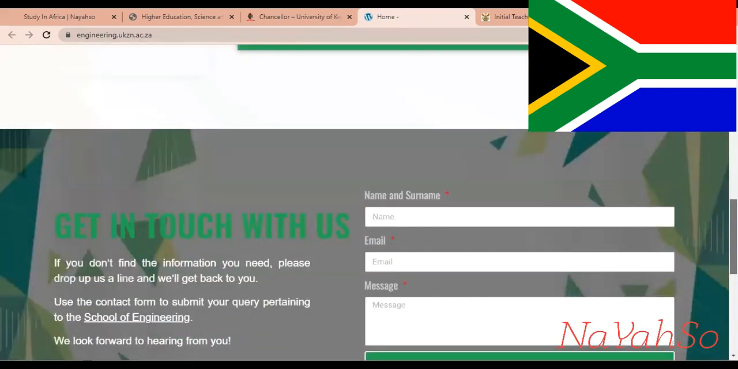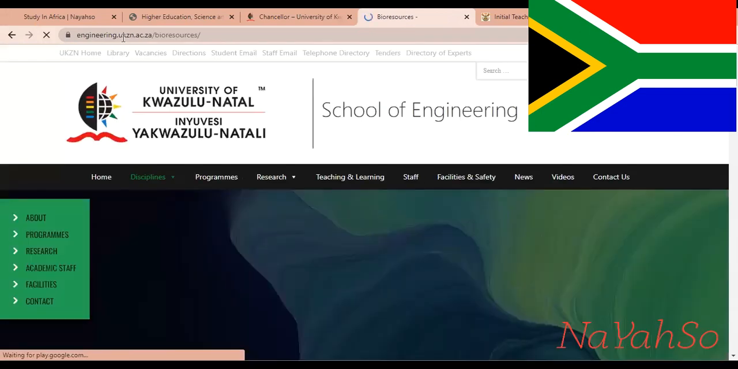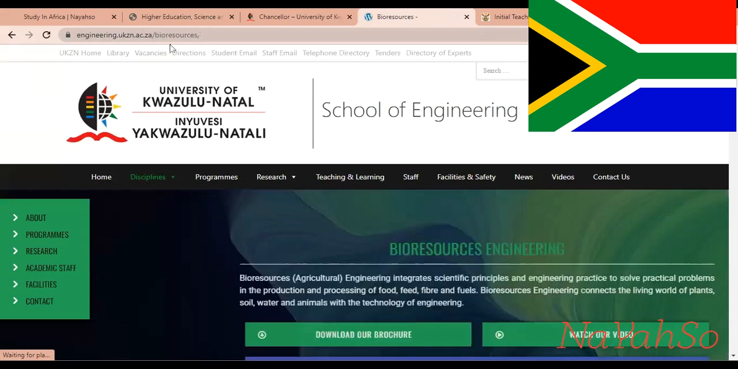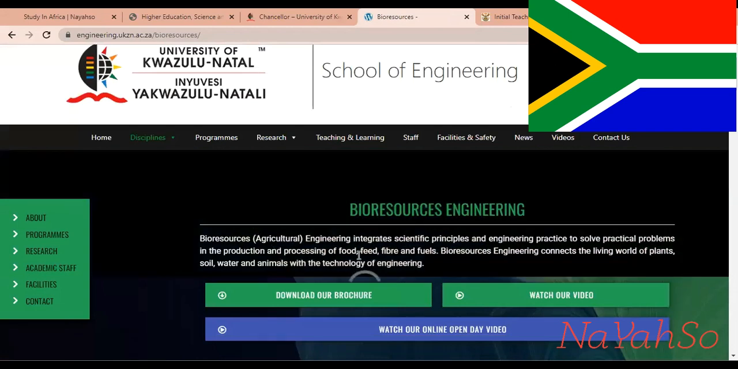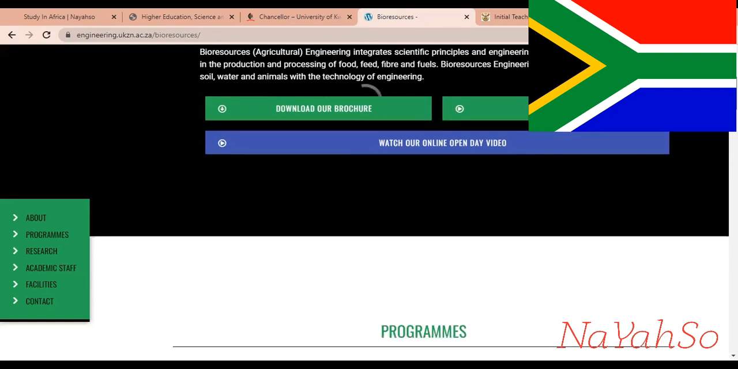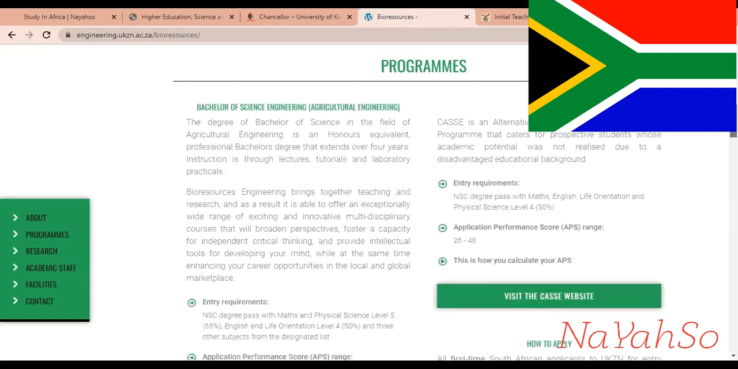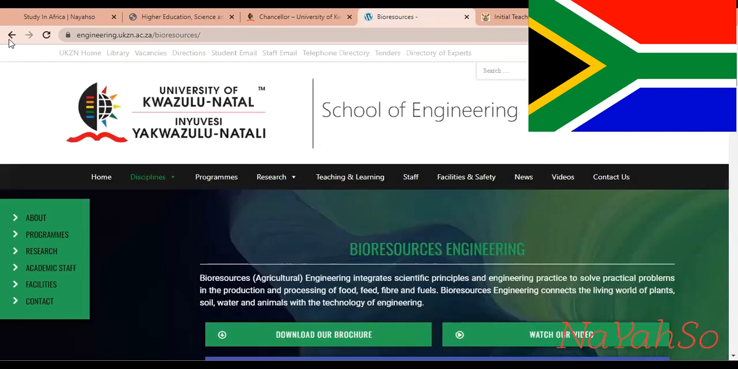So I'm tempted to look at bioresources engineering, see what that is all about. It shows it on the URL. I like that, engineering.ukzn.ac.za/bioresources. It says to solve practical problems in the production and processing of food, feed, fiber, and fuels. So if you want to study about finding solutions, bioresources engineering program might be the one for you in South Africa. There's so much, and even has how to apply. Okay, so let's not get too deep down into just bioresources. Let's go back and find out.